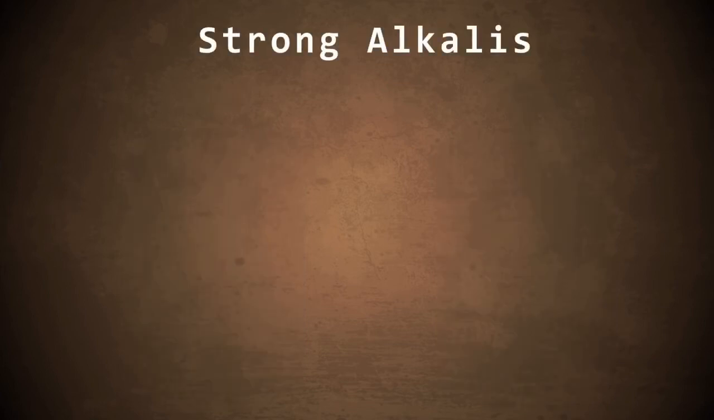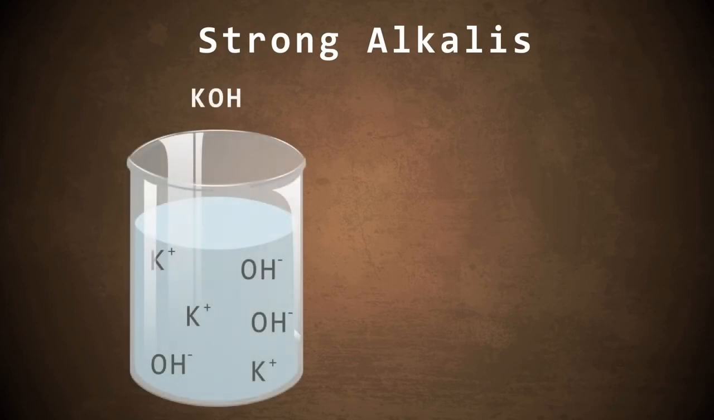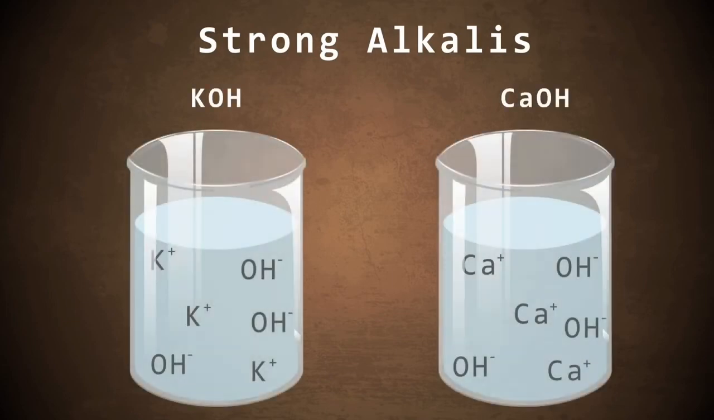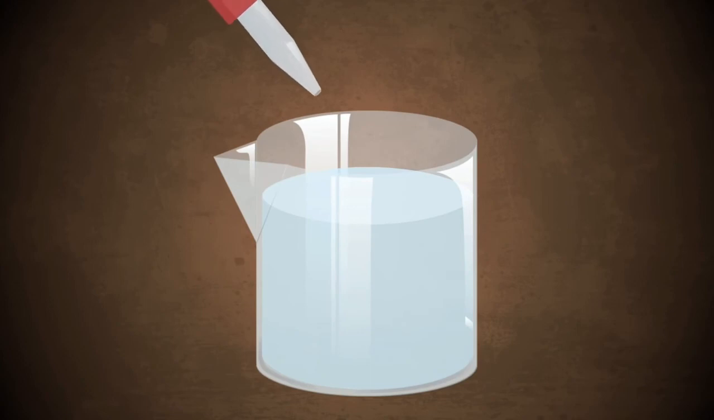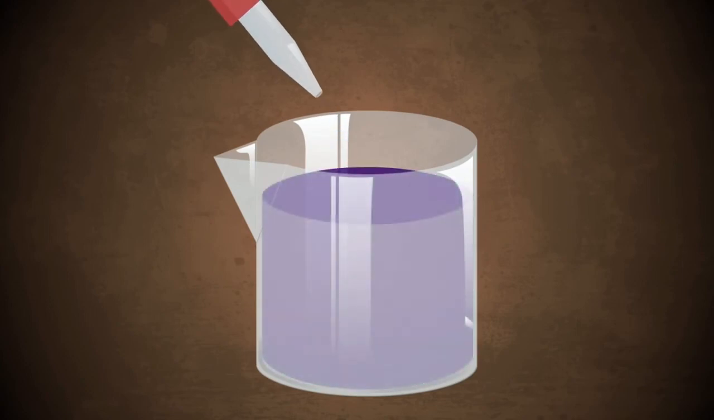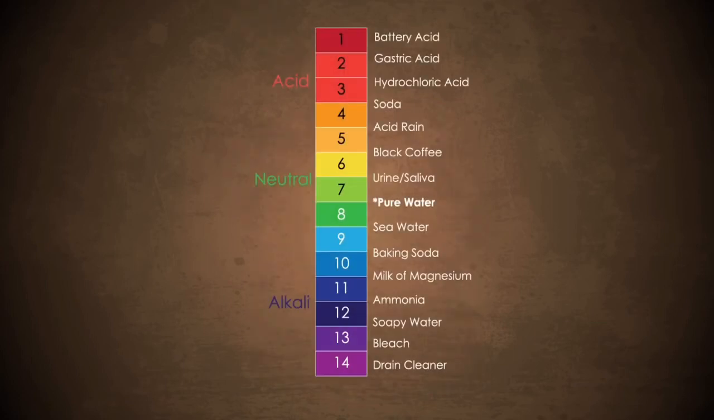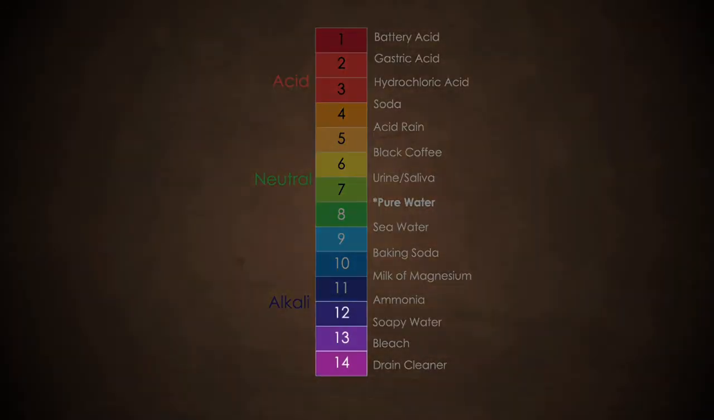Other examples of strong alkalis include potassium hydroxide and calcium hydroxide. These substances, when dissolved in water, will turn universal indicator solution a very deep purple and are highly corrosive. The pH of these substances will be at the higher end of the scale.